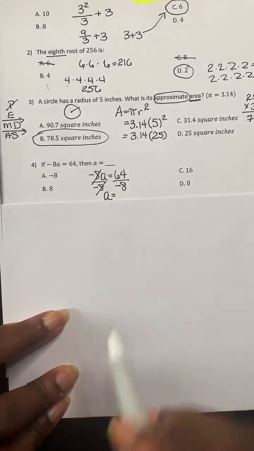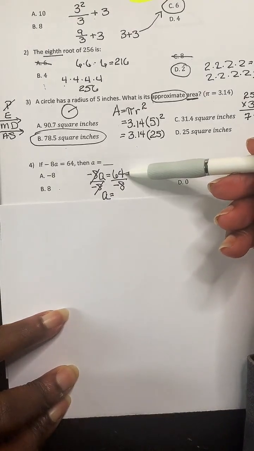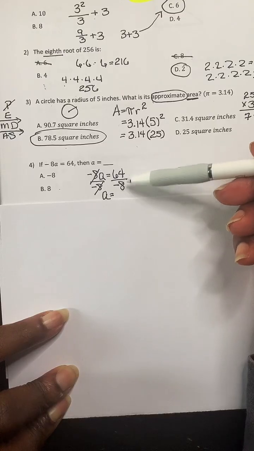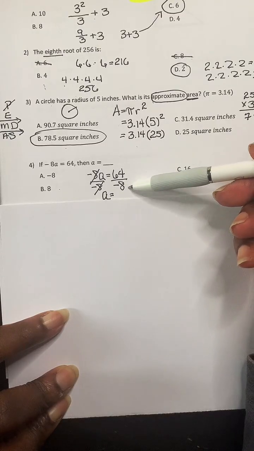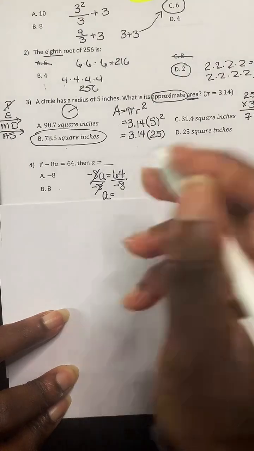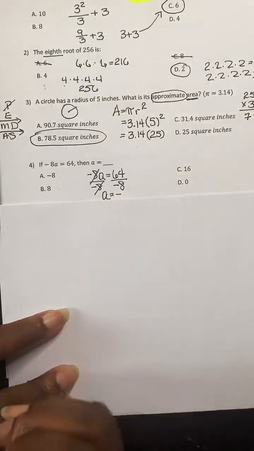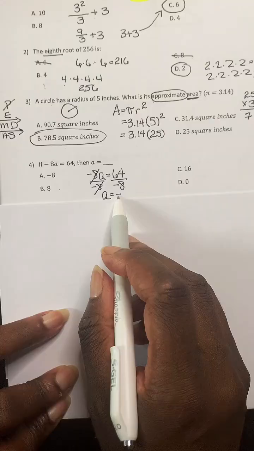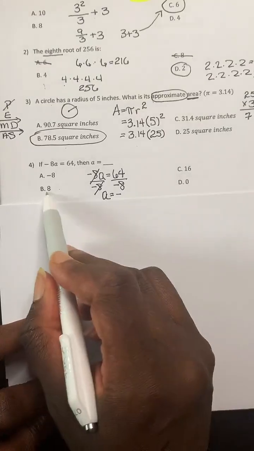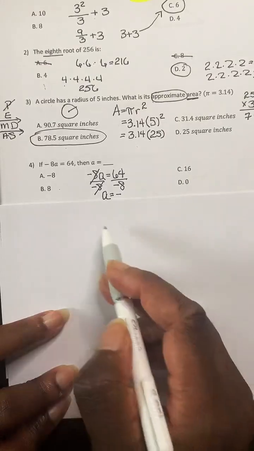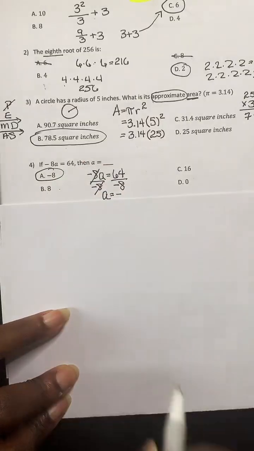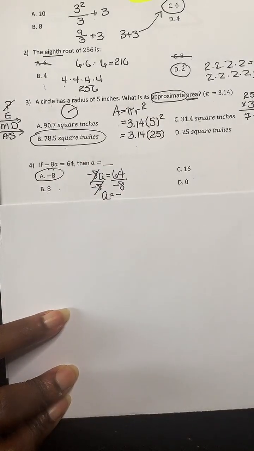Okay? So now we have 64 divided by negative 8. A positive divided by a negative. When the signs are unlike, your answer is always going to be negative. Once I did that, I can keep going, but look at my answer choices. The only thing that was negative is A. That's my answer. Click it, bubble it, circle it, move on.